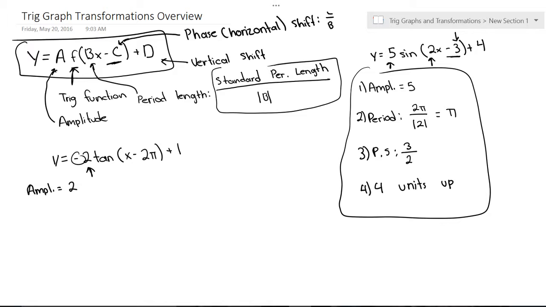That negative is actually something I didn't write in the original formula. It's a reflection over the center line. So we'll write that out here: reflection over the center line. You could also see that as an x-axis reflection.